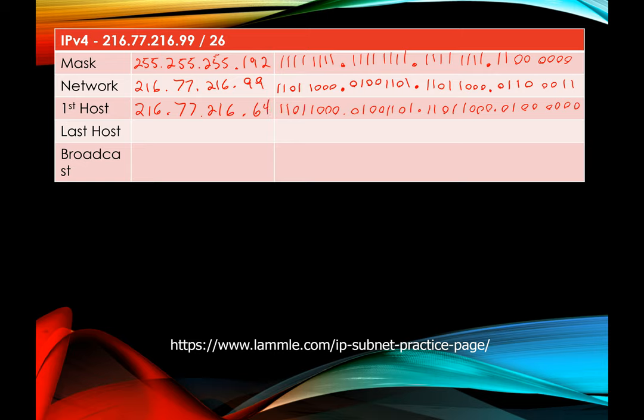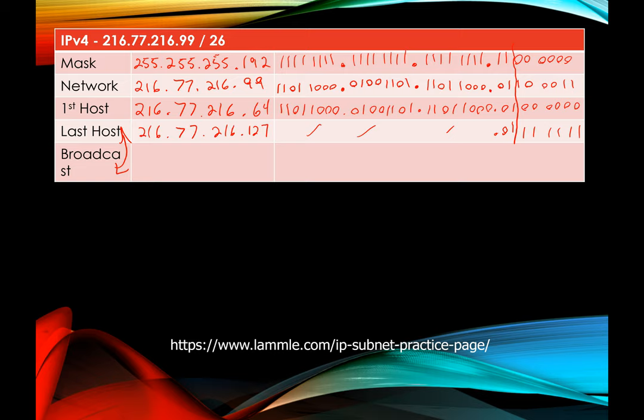So we cannot do a 63 because that's outside of our network. But if we want to know our last host, again, these are backwards, it's easier to figure out. We draw this wall and then we flip all these bits here to one. And then all of these are the same, so none of these have changed. You can either bring them down or just read this up here. So that'll be 216.77.216.127. And that's your broadcast address.